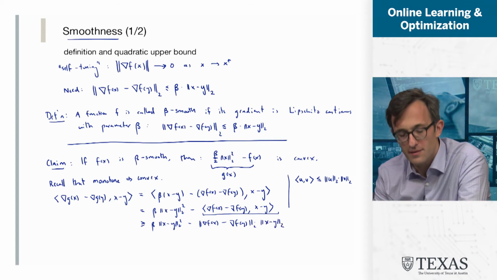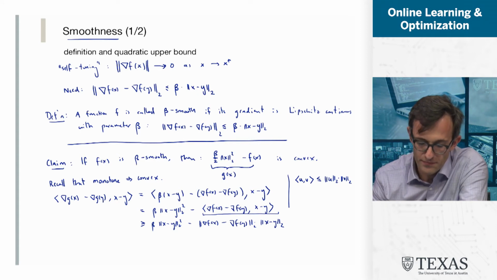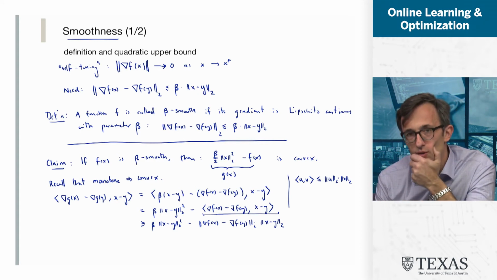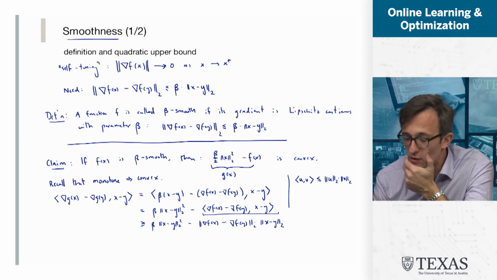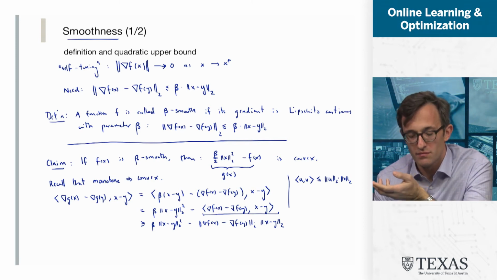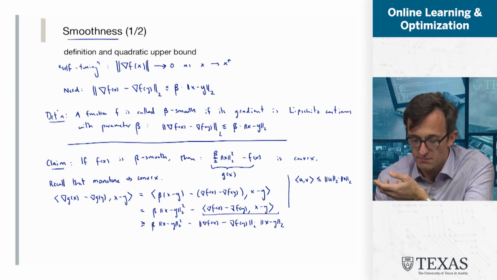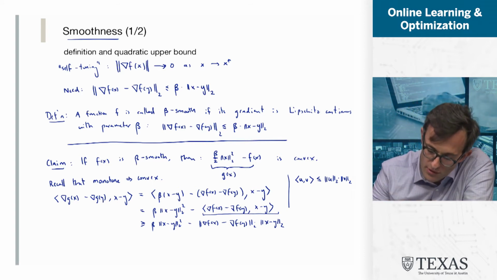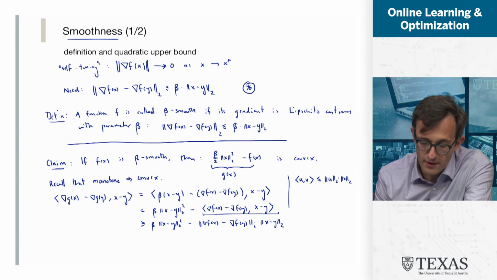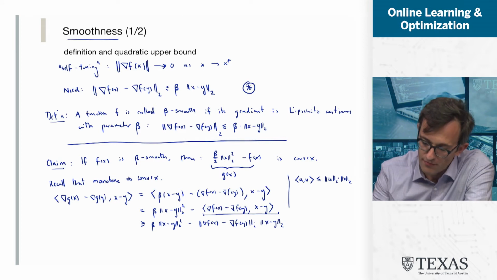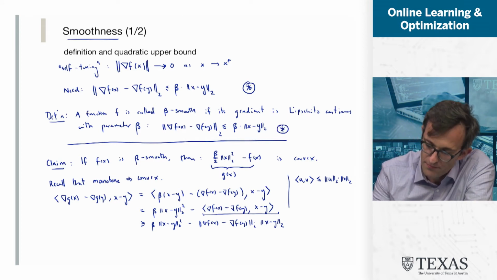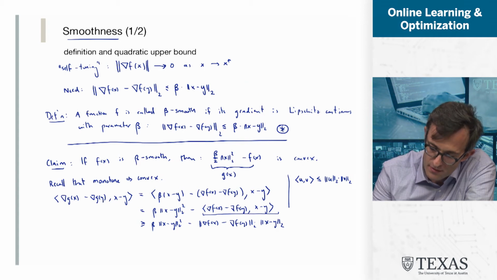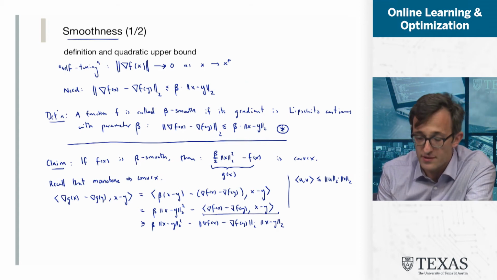Now, why did I do that? How does this help me? What are we trying to use here? Well, I only know one thing about my function f, other than the fact that it's convex. And the only thing I know about my function f is that it's beta smooth. And so I want to use this property. And now we can see that we can use it.